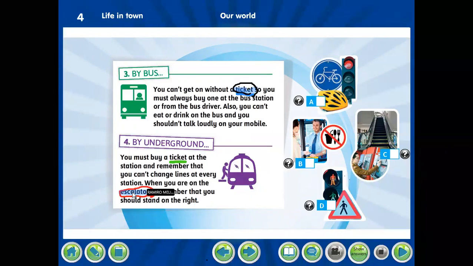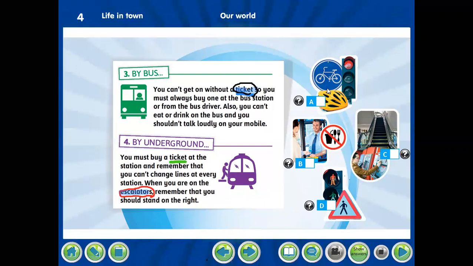Escalator. Very good. Also, it's necessary. You must buy a ticket in the underground and on the bus. Very good, my friends. And now, also match these pictures with a text.